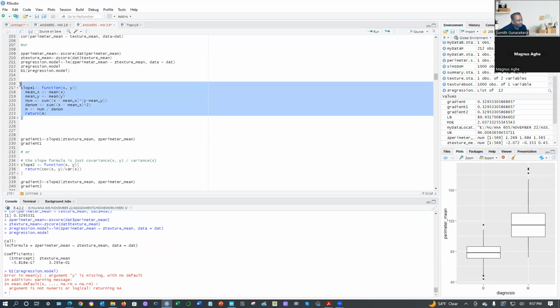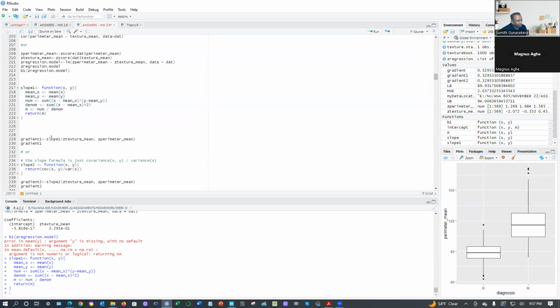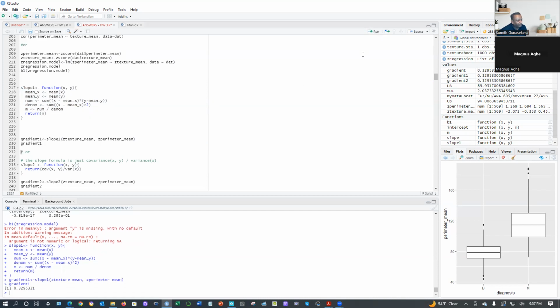We're going to run this one, slope. Okay, let's run this. It's in good shape. Now I go to my function and say slope 1. I'm going to give you the C texture mean, that's my X, and the perimeter mean. I gave that and called it the gradient. See, they give the same value.